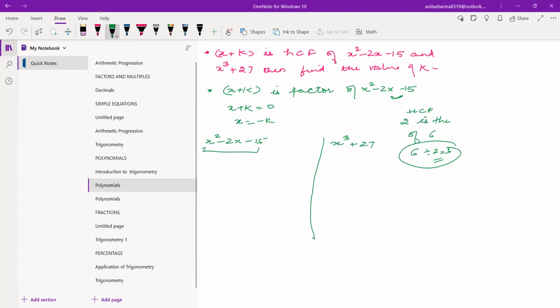X square minus 2x minus 15 is there and x cube plus 27 is there, right? So first of all, we will find the factors of it. Multiply, 15: make the factors of 15 to get 2. So it will be 3 fives are 15. Then you will write x square minus 5x plus 3x minus 15. Now take x common, then x minus 5, then plus 3 common, x minus 5. Then your factors are x plus 3 and x minus 5. Right, beta?